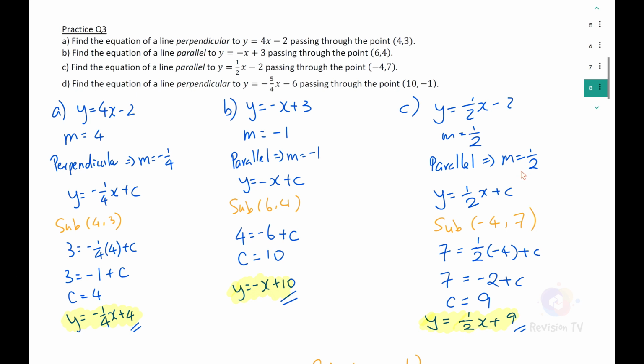For C, parallel again, the gradient will be the same, so it'll be a half. So a half x plus c, sub in the point minus 4, 7. So 7 equals a half times negative 4 plus c, etc. So work it out, c equals 9, so y equals a half x plus 9.